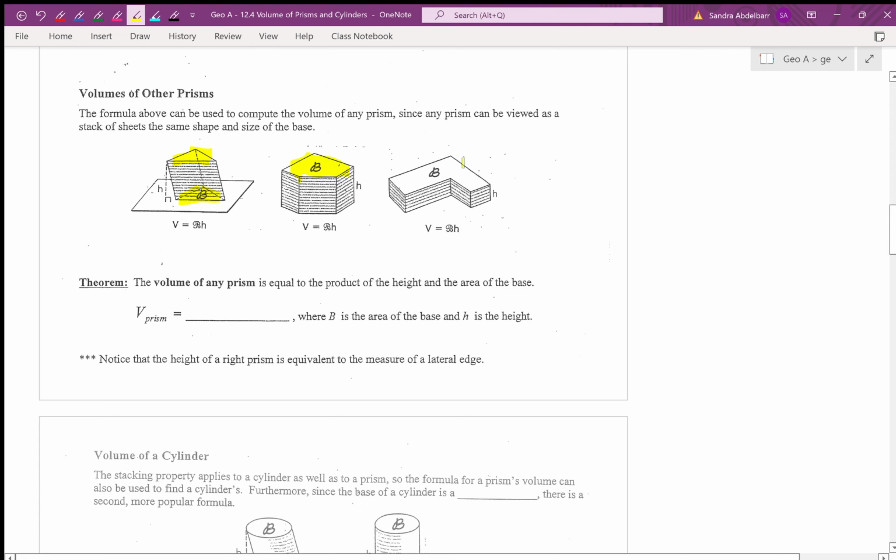Right, this is not a shape. If we had to find the volume of that, what you would do is you would split it into 2 rectangles, find the area of each rectangle and then multiply it by the height. All right, so the volume of any prism under the sun is that capital letter B times H, where that capital letter B is area of the base.